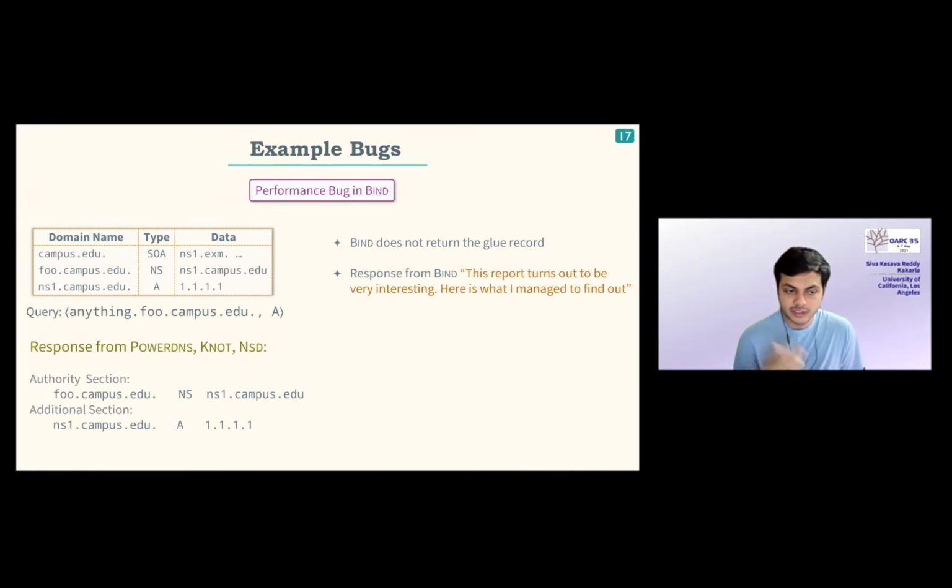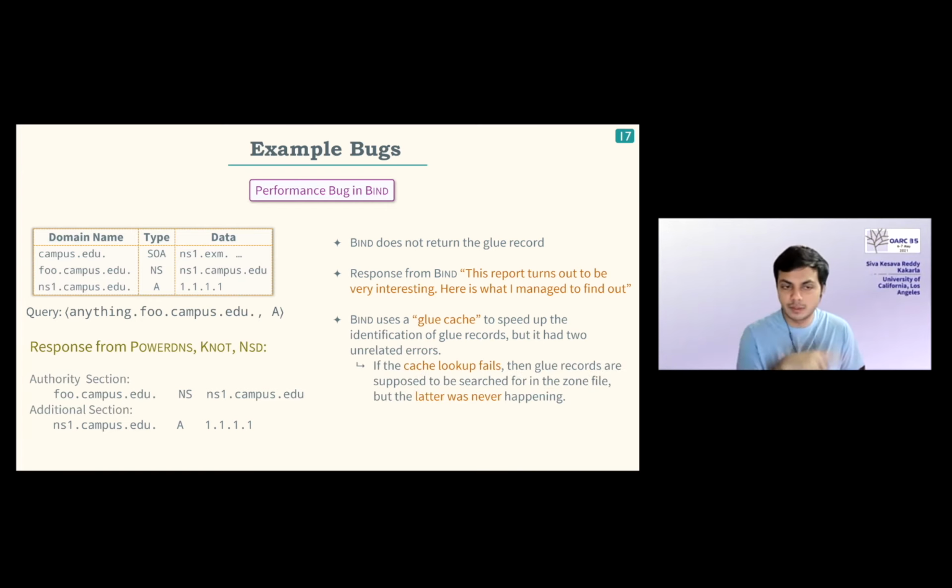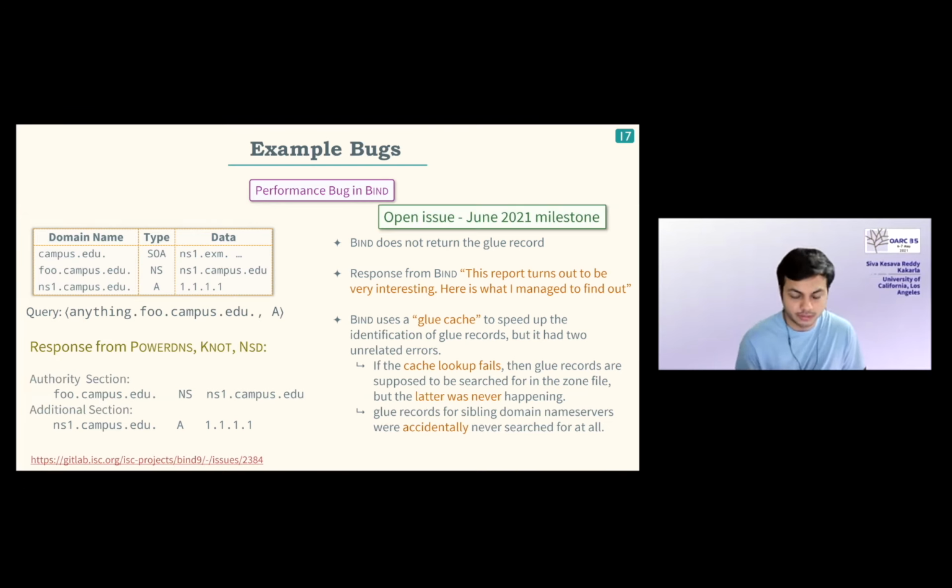When we asked BIND, the first response that we got was that this report turns out to be very interesting, and here is what they managed to find out. BIND uses a glue cache to speed up the identification of glue records, but it had 2 unrelated errors. If the cache lookup fails, then glue records are supposed to be searched for in the zone file, but they were never searched. And glue records for sibling domain name servers were accidentally never searched at all, so there was no chance that this A record would have been written by BIND. It's an open issue on their GitLab, and it's on their June 2021 milestone.